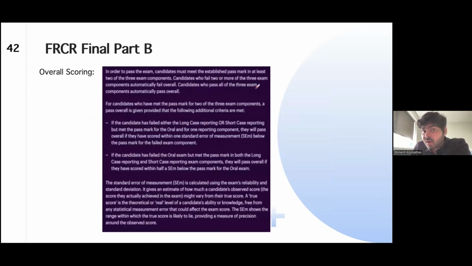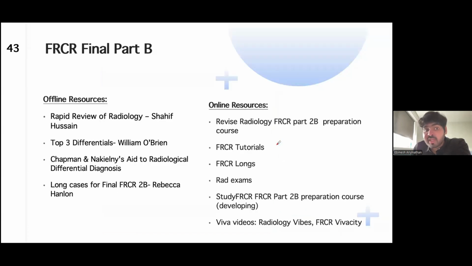So if you have failed, how is the total? If you have passed in all three, you have passed the exam. But if you have failed in one of these, if you have failed in the Viva component, you should have scored within half SEM, half standard error of measurement, and failed the oral exam. Otherwise, you'll fail the whole exam. And if you failed in long case or short case, you should have failed it by within one SEM. So if you failed with a deficiency of more than one SEM, then you'll fail the exam.